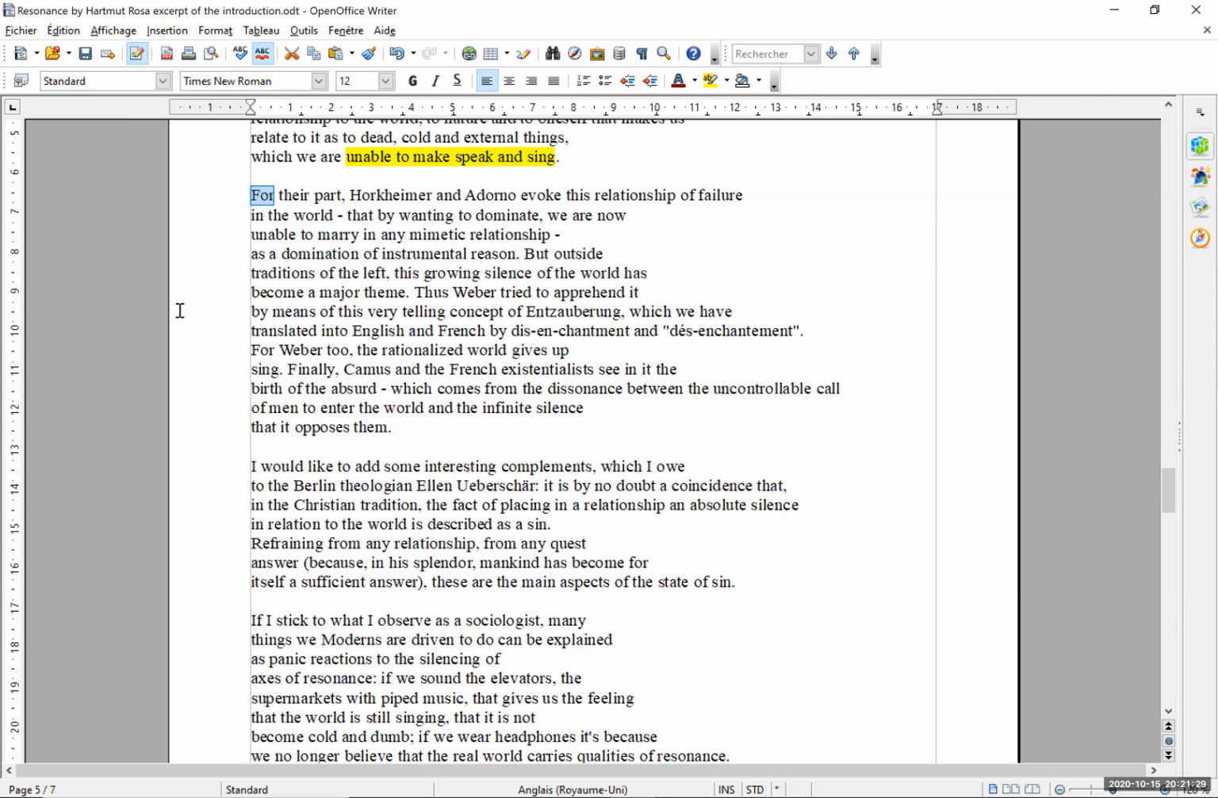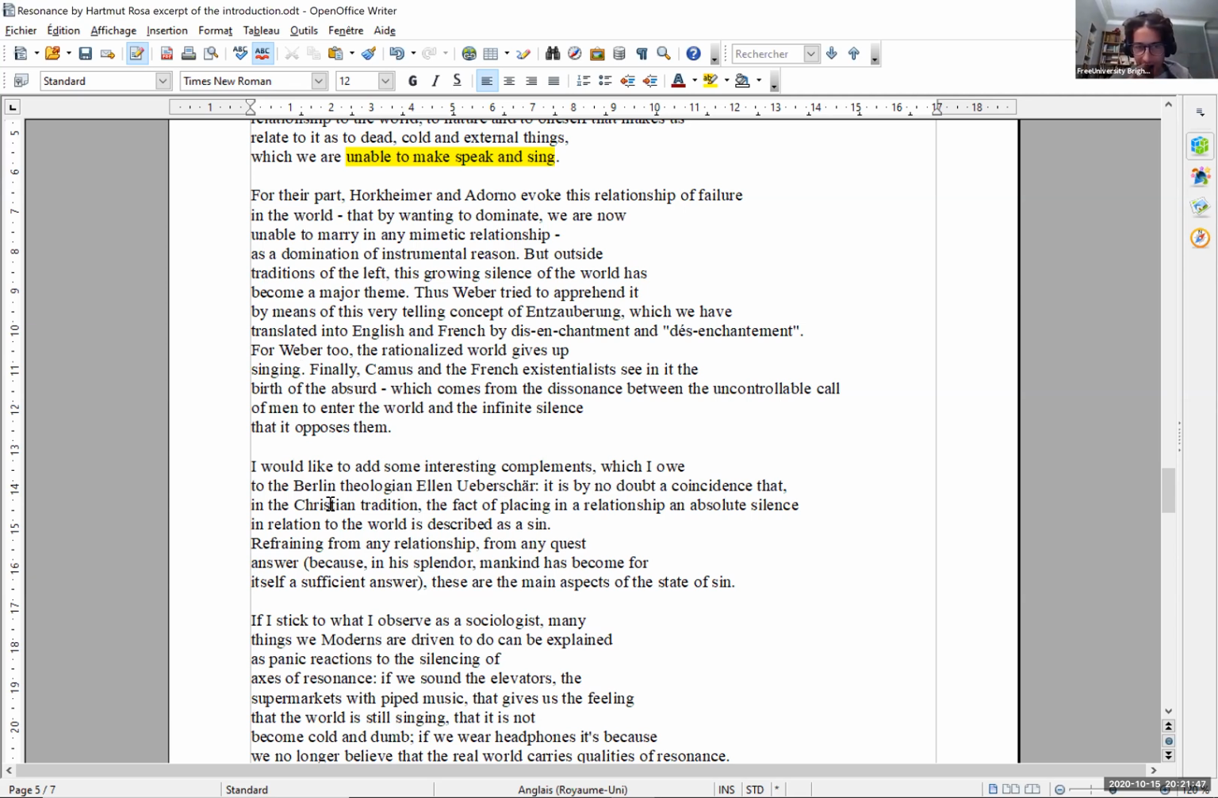Finally, Camus and the French existentialists see it in the birth of the absurd, which comes from the dissonance between the uncontrollable call of men to enter the world and the infinite silence that opposes them. Yeah. Next paragraph. I think here we must edit by adding singing.